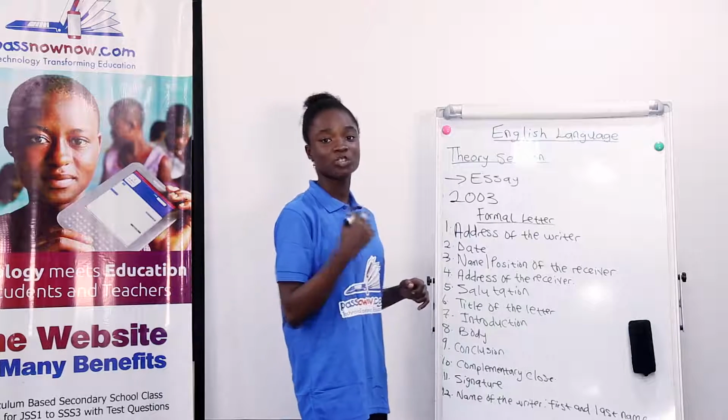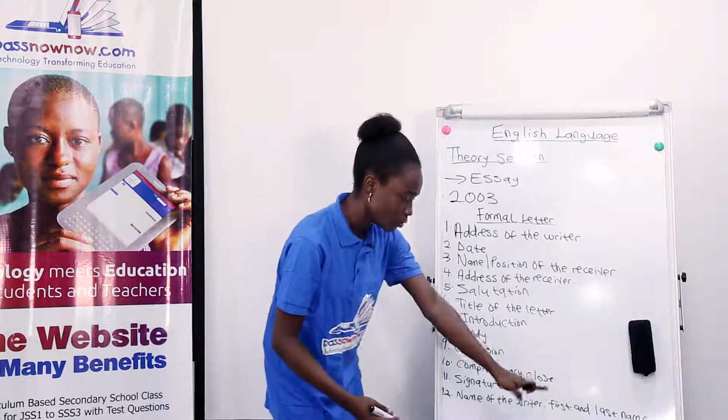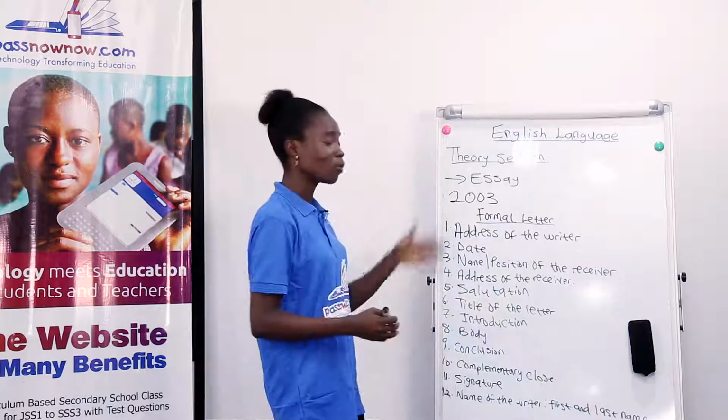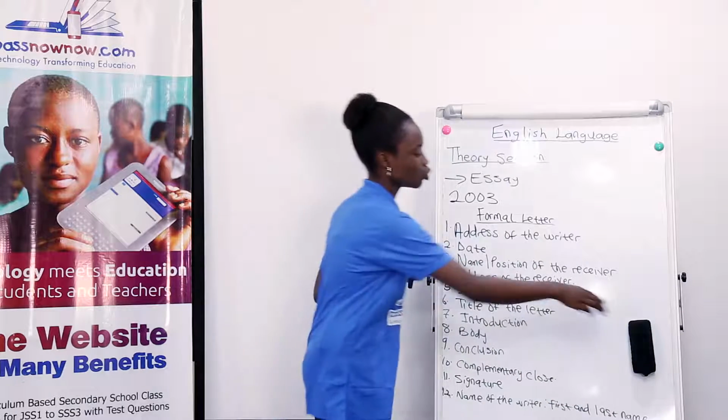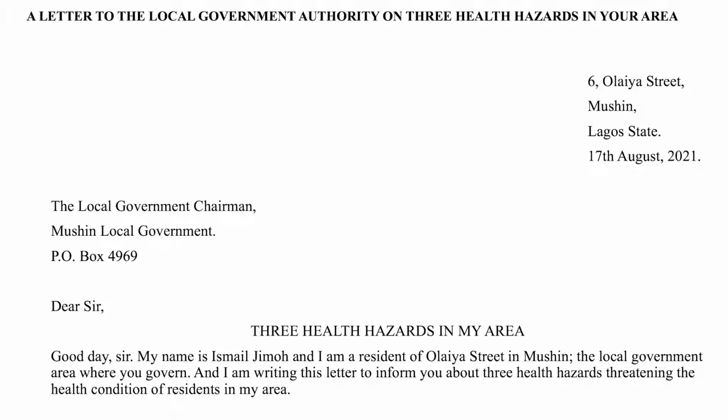A formal letter is usually signed, then your name, your first and your last name. That's all for the formal letter. So read through the formal letter displayed on your screen and write yours.